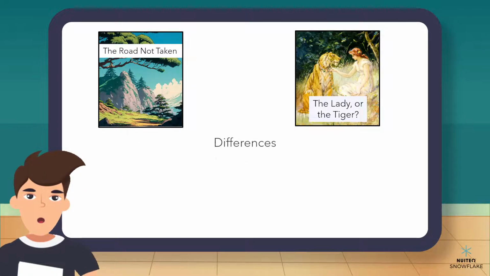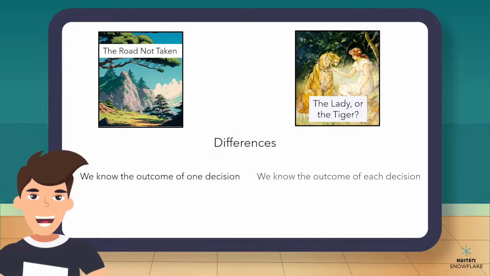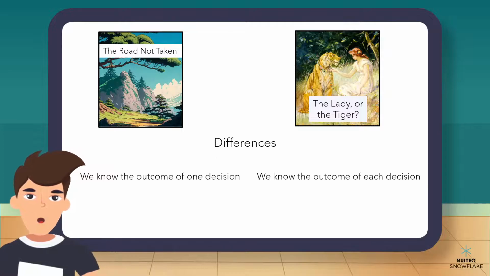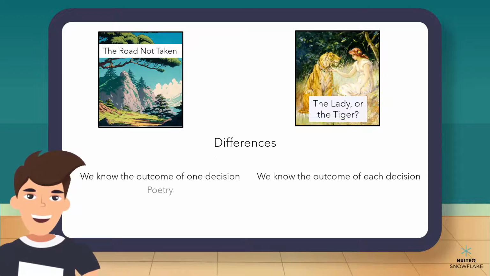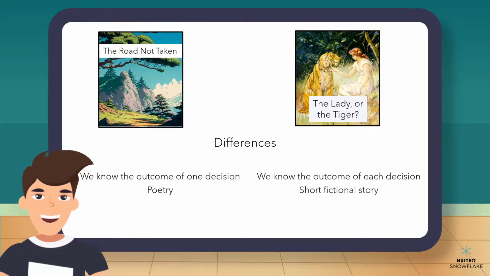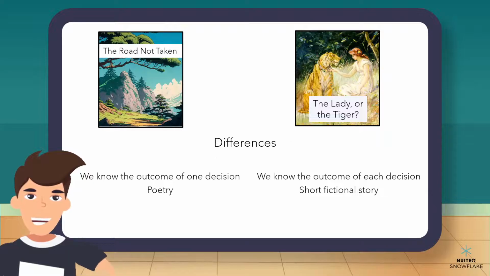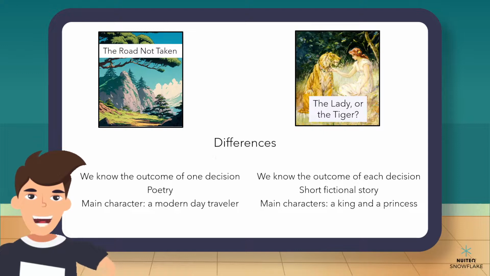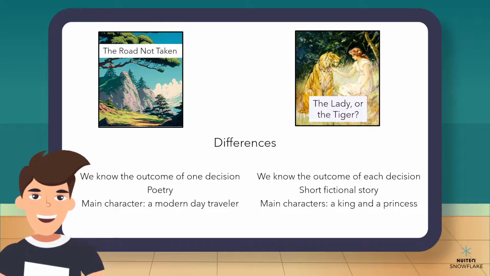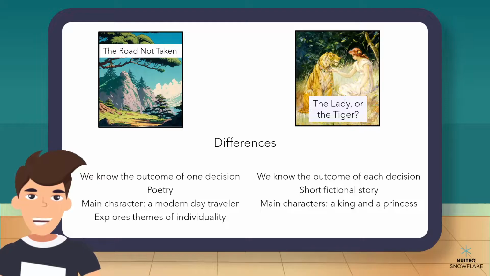However, the consequences of this decision are different in each work. In the case of The Road Not Taken, we don't know what would have happened if the traveler had followed the other road, while in The Lady or the Tiger, we do know. Some other differences are: the genre of The Road Not Taken is poetry, while The Lady or the Tiger is a short fictional story. The main character in the poem is a modern-day traveler, while the story contains kings and princesses from the days of old. Robert Frost also explores themes of individuality, whereas Stockton explores themes of jealousy and justice.